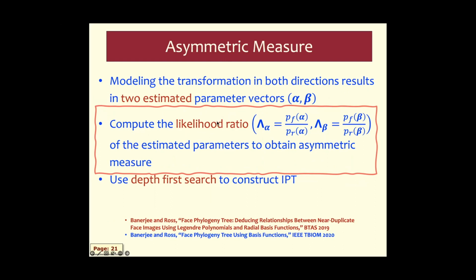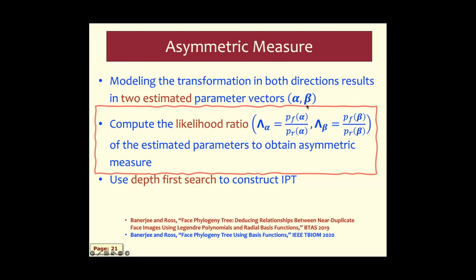Next, we will compute the likelihood ratio, denoted here as lambda alpha and lambda beta, which is based on the probability distribution associated with the forward direction and the reverse direction, and that of the parameter alpha. So here, lambda of alpha is basically a likelihood ratio. What is the probability of observing alpha, assuming it is in the forward direction, over the probability of observing alpha if it were in the reverse direction?